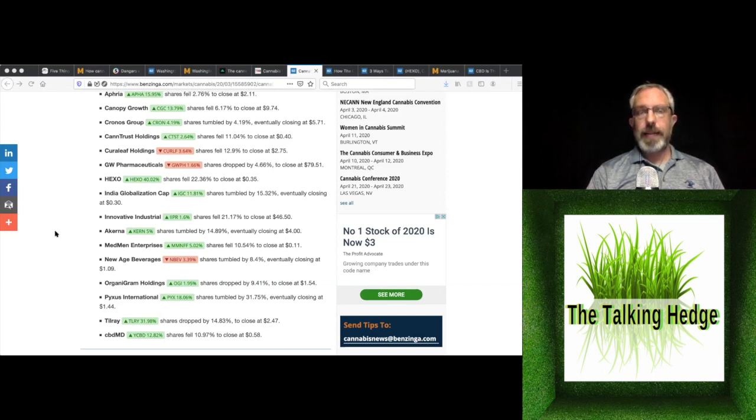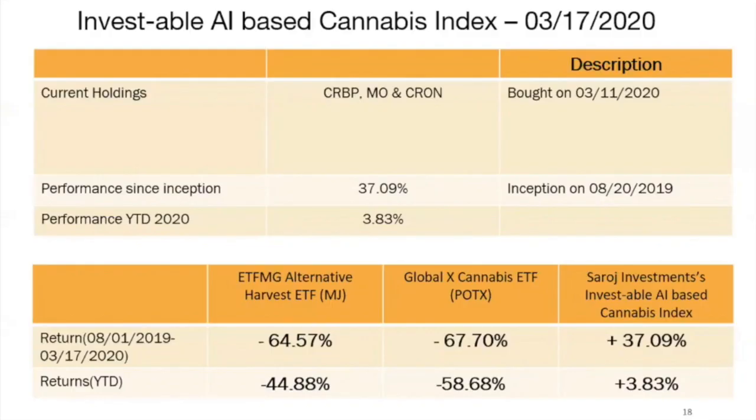So if you're looking at MJ, the ETF MG Alternative Harvest Index, or PODX, those are down a tremendous amount year to date. Looking at MJ, they are down almost 45% year to date. PODX is down over 58% year to date. And our AI-based cannabis index is up 3.8% year to date.